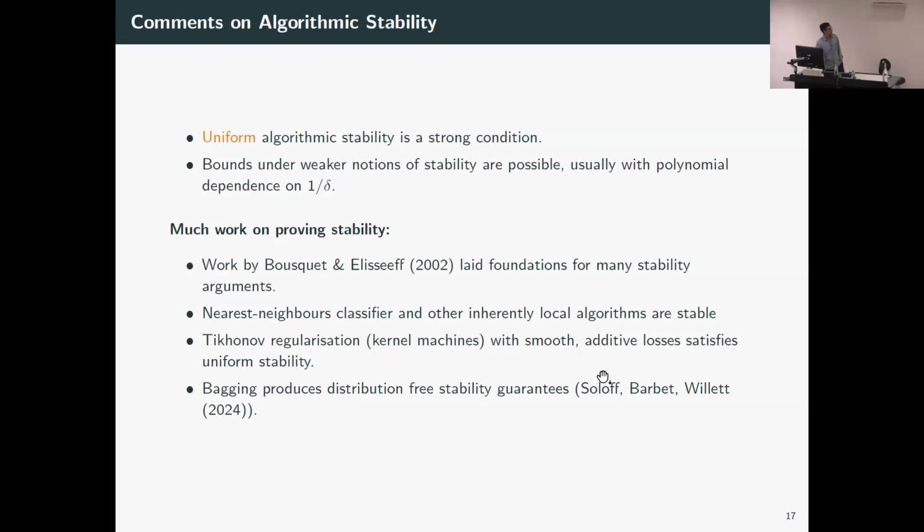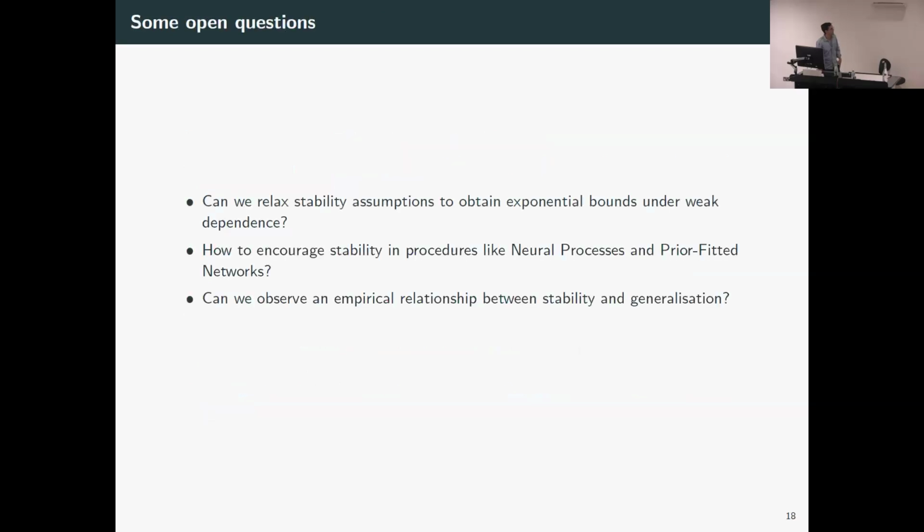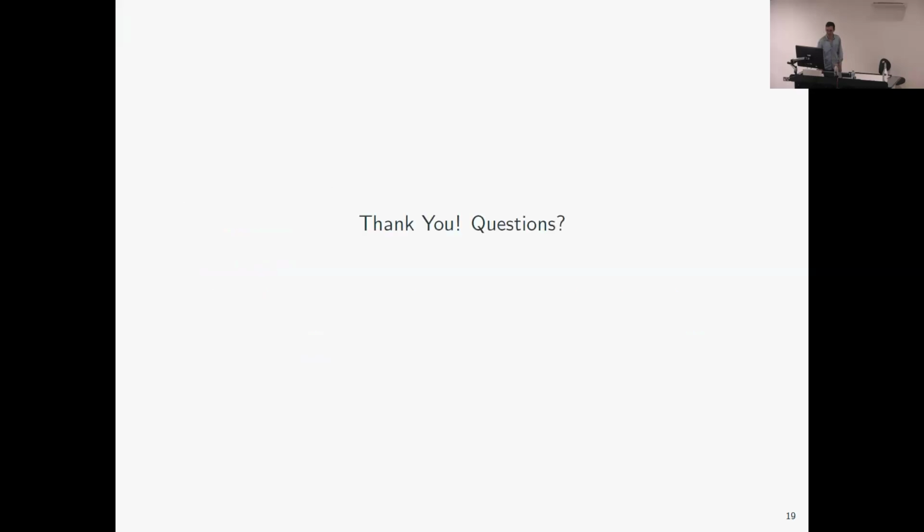There's a very interesting piece of work recently from Soloff, Barber, and Willett, where they show that a different notion of stability is obtained by bagging, in a completely distribution-free setting, making no assumptions on the data distribution or the algorithm. I'm interested in seeing how far this can be generalized. Okay, so there are some open questions, but in the interest of time, I'll stop. Thank you.